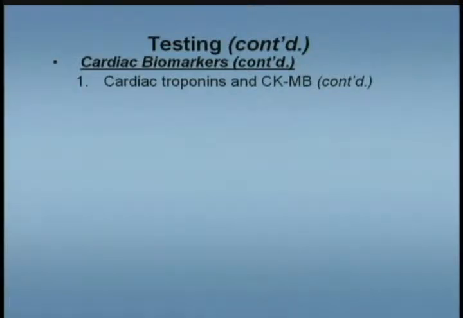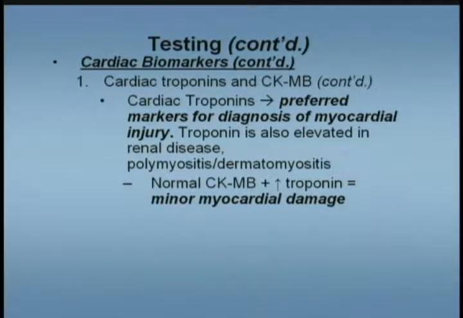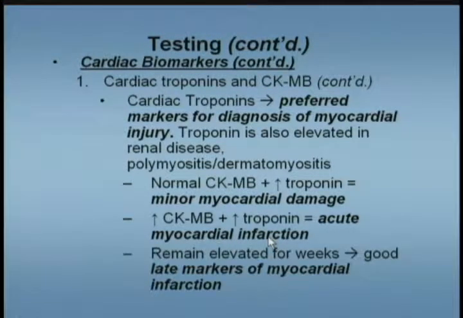CK-MBs and troponins. The major issue is that troponin is extremely specific, but it builds up in people who have renal failure. Troponins build up in people who have renal failure. And here's the other thing: it can remain elevated for weeks. That means if a week later you're having new chest pain, you can't use a troponin to tell you whether or not you have ischemia.